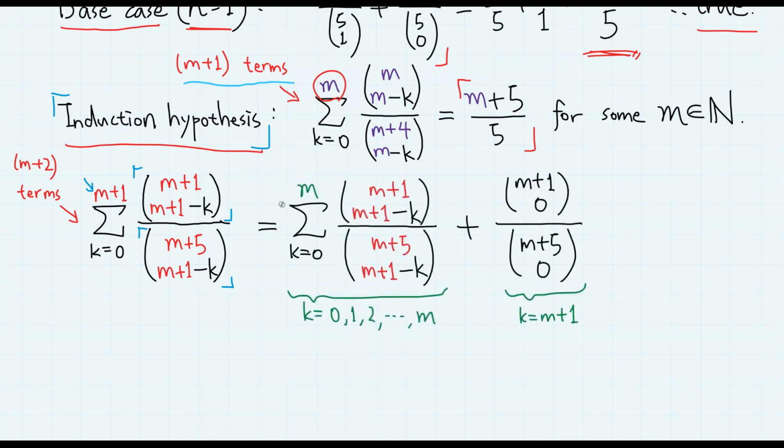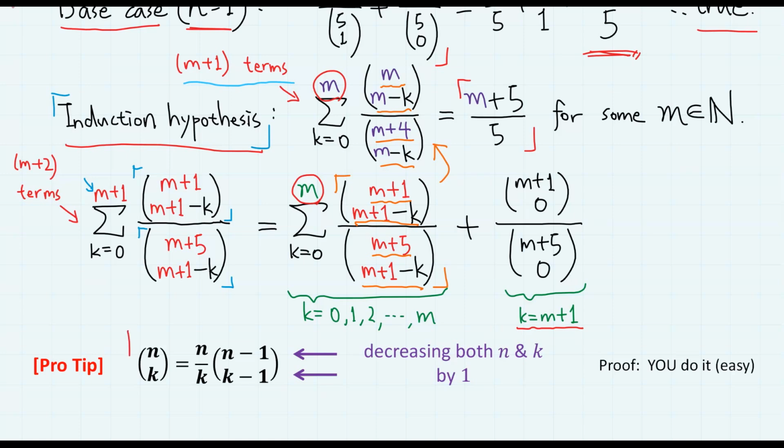Therefore, we split the summation into two parts: the first part where k only changes from 0 to m, and we write the last term separately where k is equal to m plus 1, which is m plus 1 choose 0 divided by m plus 5 choose 0. Next, notice that the induction hypothesis contains m minus k, and so on, while our current summation contains m plus 1 minus k, and so on.